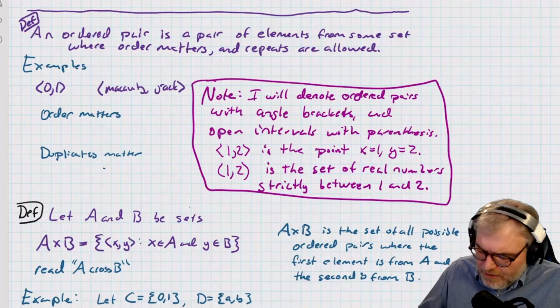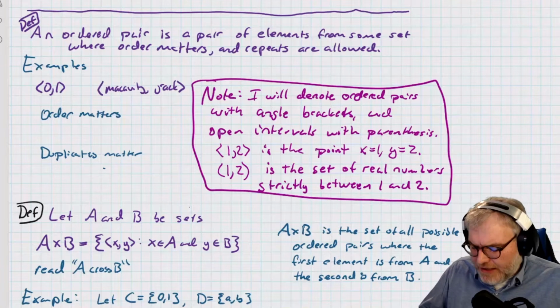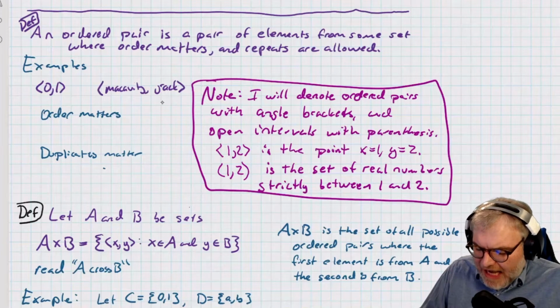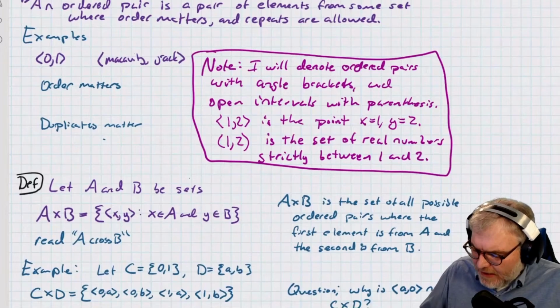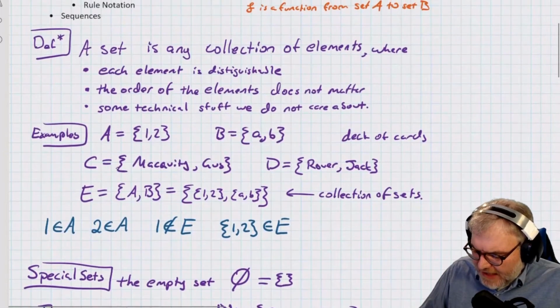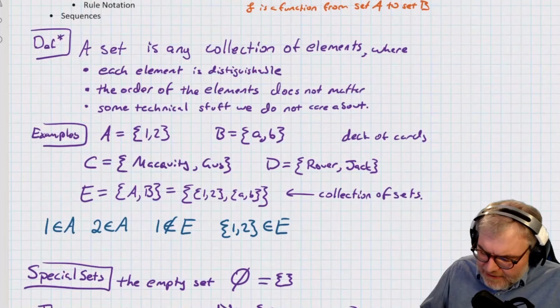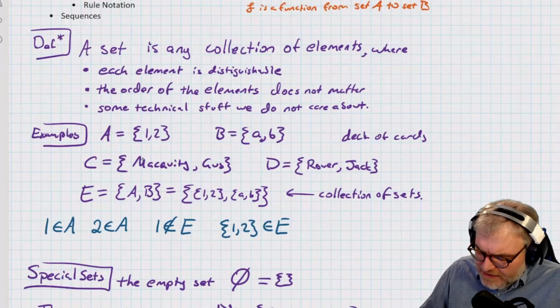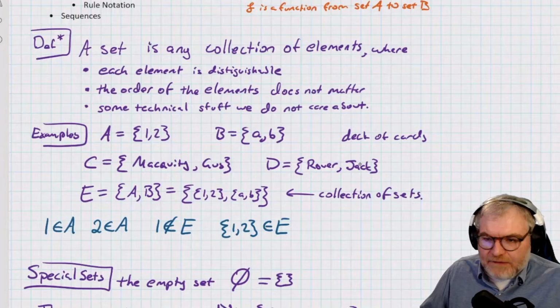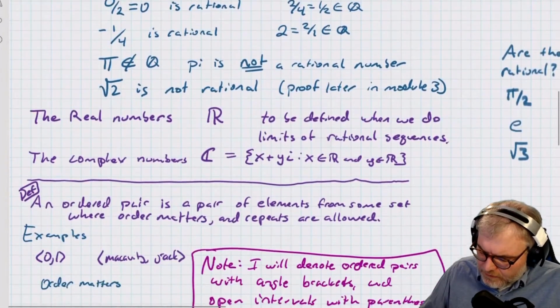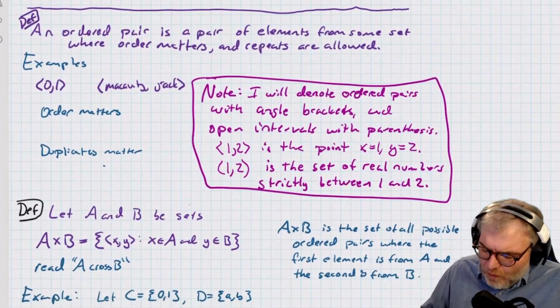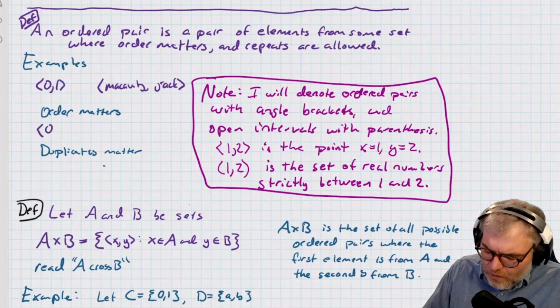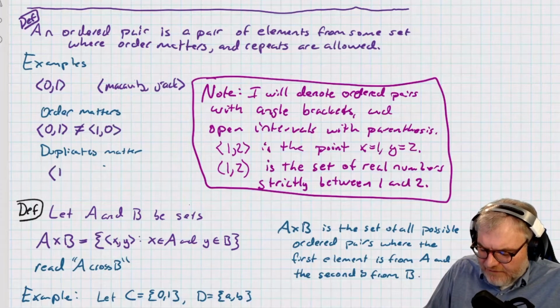So here's an example: 0, 1, both natural numbers. McCavity, Jack: this was one of the elements of C above, when I defined this like McCavity, Gus, and D was Rover, Jack. I've got an ordered pair taking one element from here and one element from here. That's legal. The order matters. That's important. So 0, 1 does not equal 1, 0. And duplicates are allowed. So I can have the ordered pair 1, 1.